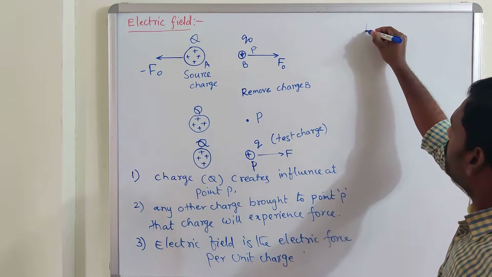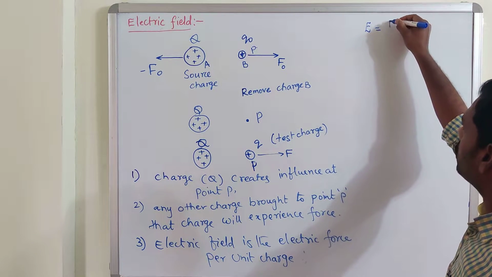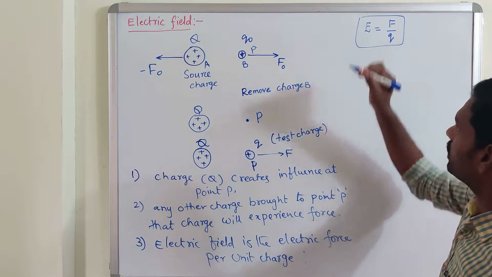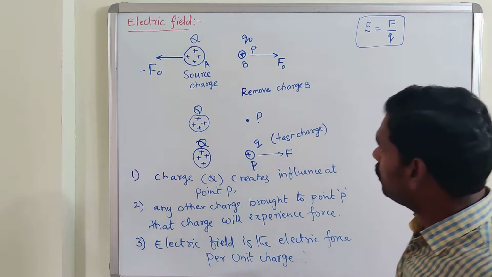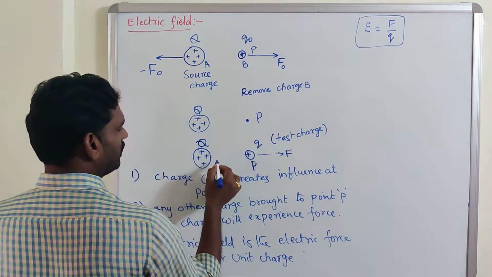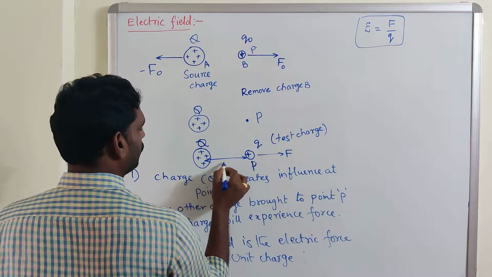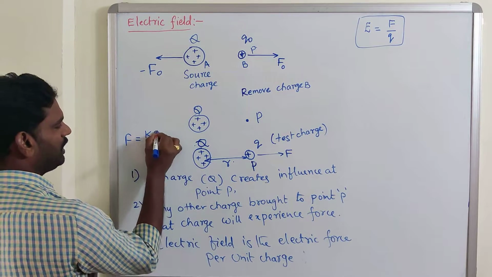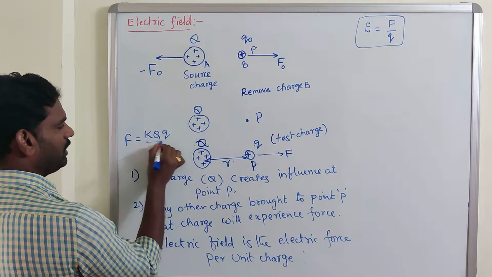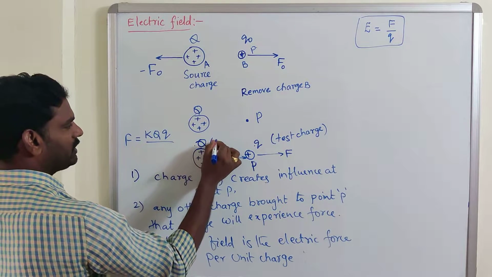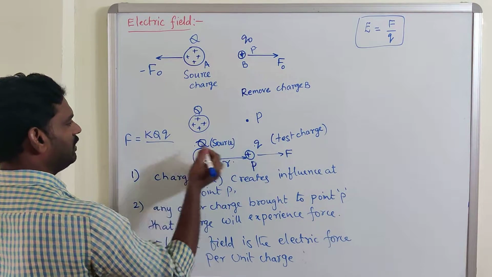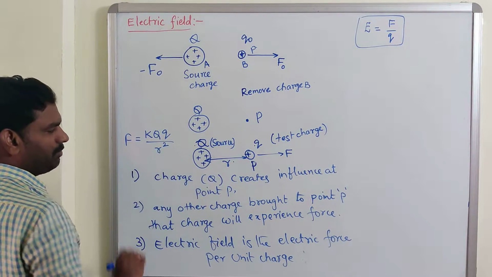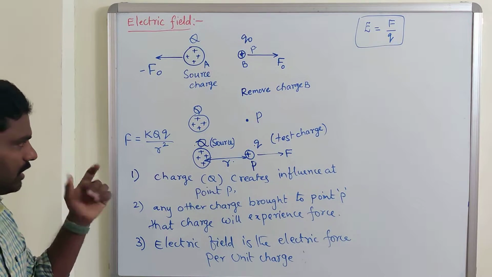Okay, now I am writing like this. Electric field is equal to force per unit charge. What is the force between this one and this one if they are separated by a distance of r? Force F equals K into capital Q into small q, where small q is the test charge and capital Q is the source charge, K Q q by the square of the separation, r square.